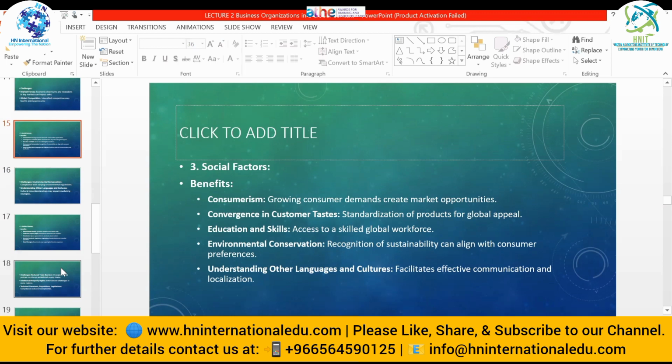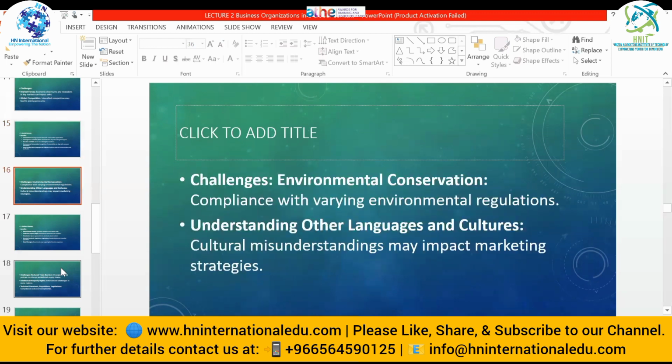Understanding other languages and cultures facilitates effective communication and localization. That is very necessary. In one organization, there are Chinese, Japanese, Saudis, many diverse people working under one roof. So we have to respect each other and we have to see from which culture and background they are. The challenges are environmental conservation.